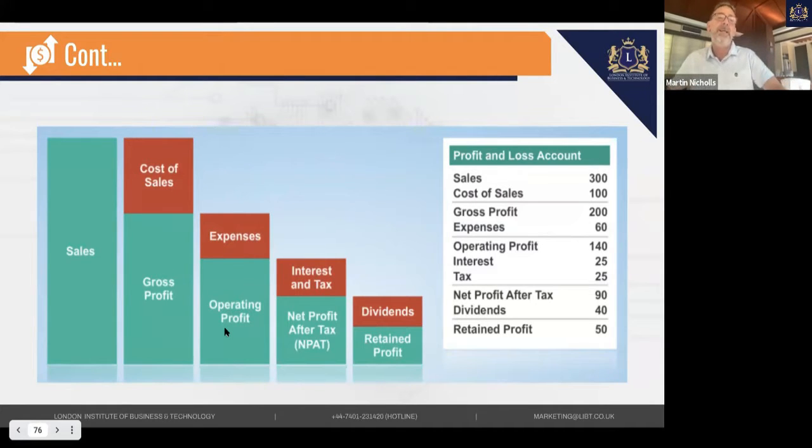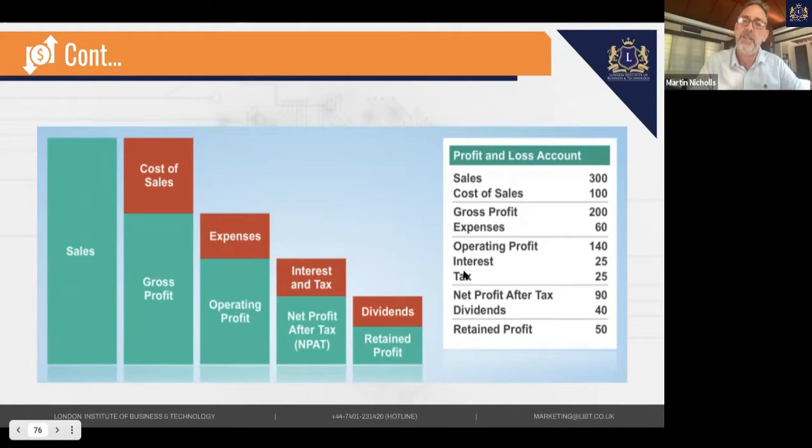But that's really simplistic, and I do like it because it's easy to understand. It's a really simplistic way of looking into the profitability of the business. Again, right hand side, sales minus cost of sales gives us our gross profit. Gross profit minus expenses gives us our operating profit or our net profit.